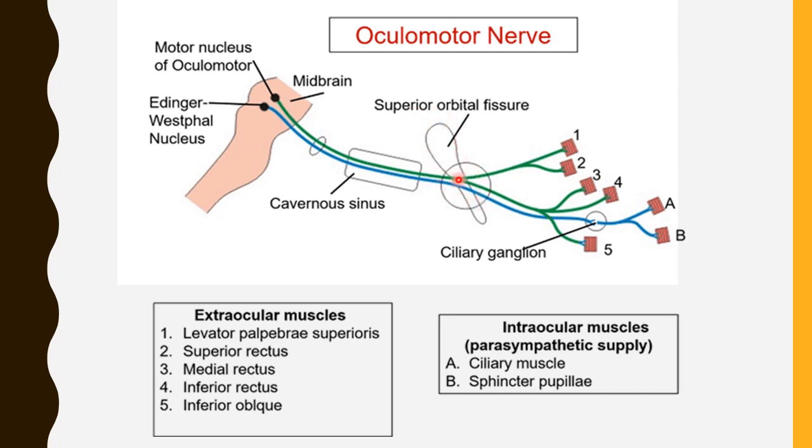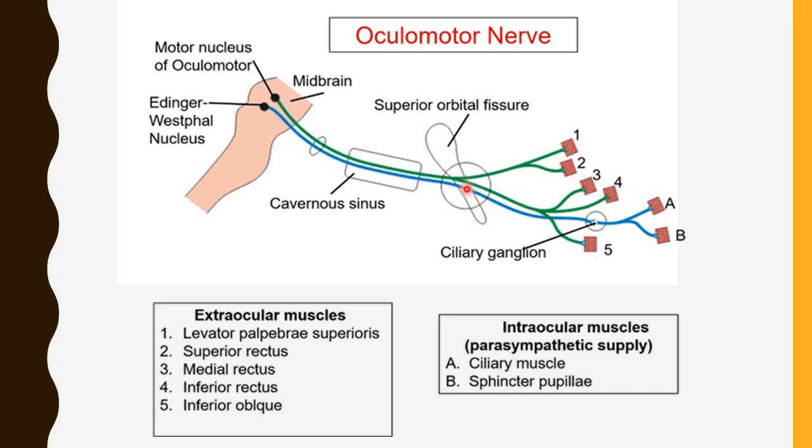Now at this point, when it enters the superior orbital fissure to enter the orbit, it divides into two branches, the superior branch and the inferior branch. This blue one is showing you the parasympathetic fibers which are coming from the Edinger-Westphal nucleus. Now these parasympathetic fibers are also running along with the main motor fibers, and they also pass through the lateral wall of the cavernous sinus, and enter the superior orbital fissure.